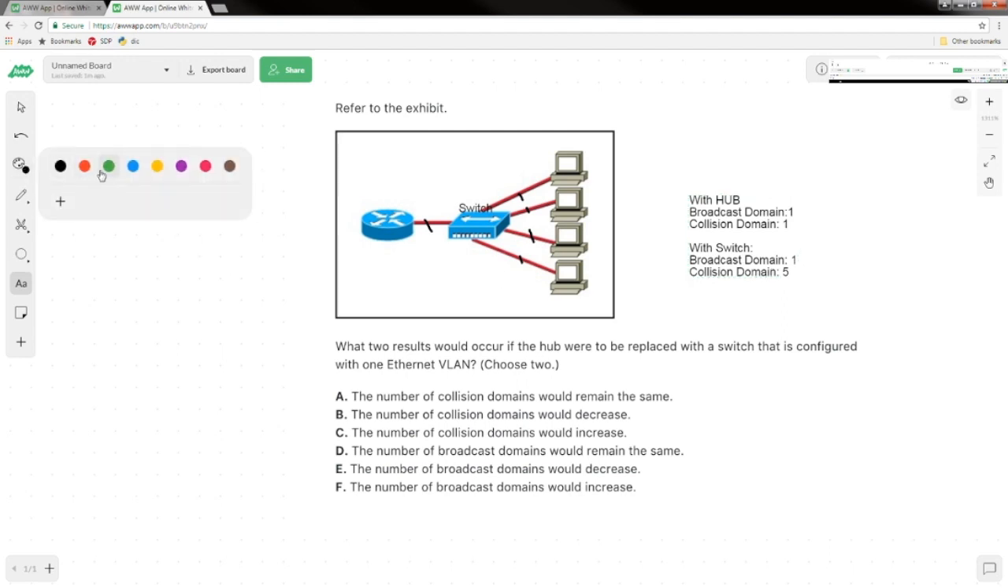So we know that now, and let's review the options and see which one is the correct answer. The number of collision domains would remain the same, that is incorrect. The number of collision domains decreases, that is also incorrect. The number of collision domains would increase, that is correct. The number of broadcast domains would remain the same, that is correct. Our broadcast domain remains 1, from 1 to 1, so this is also correct. Since there are only two correct answers, the rest of them are incorrect.